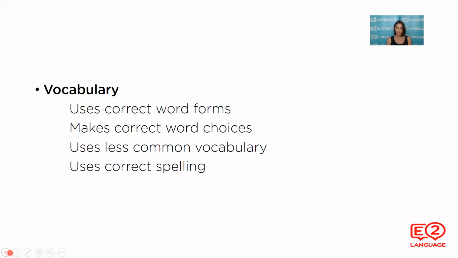Vocabulary means you use the correct word forms, meaning that we're supposed to use the adjective and not the noun, for example, so that your word forms or word classes are correct. That you make the correct word choices, meaning that your word choices are accurate. You use less common vocabulary, meaning not typical vocabulary, that you show some more advanced and sophisticated words, and that you use the correct spelling.